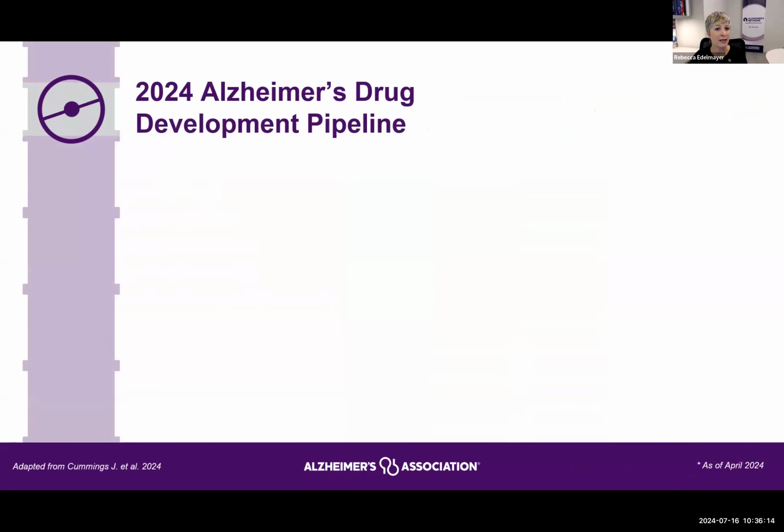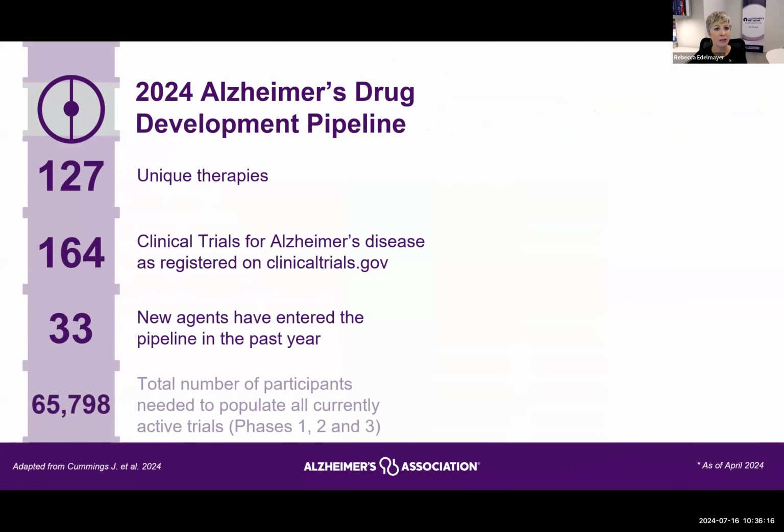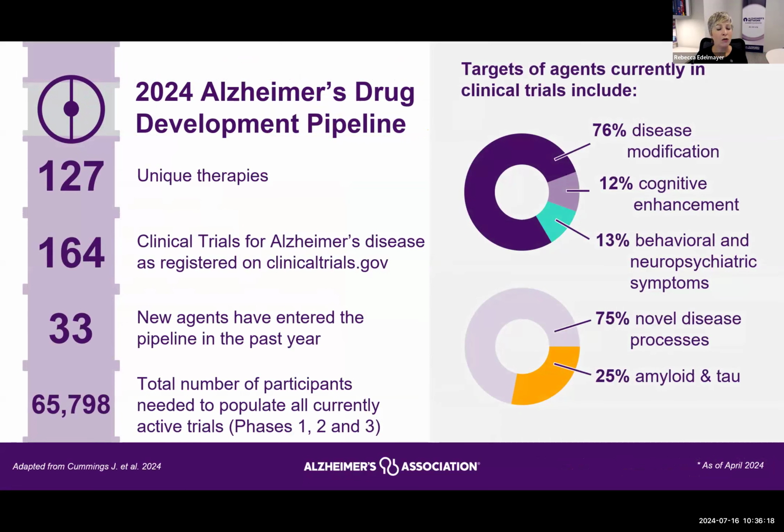And we know that today, even when you just look at the Alzheimer's disease drug development pipeline, there are over 127 unique therapies being tested in at least 164 clinical trials. There are so many different treatments under investigation today. Many of them are treatments that slow down the disease process, like disease modification approaches. We have ones like our Aricept or Namenda that help enhance cognition. And we have other treatments aimed at the behavioral and neuropsychiatric symptoms.